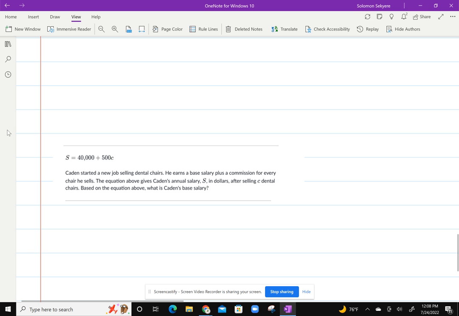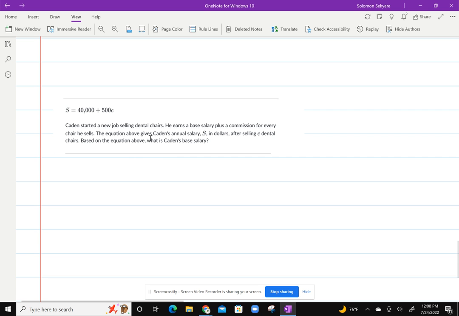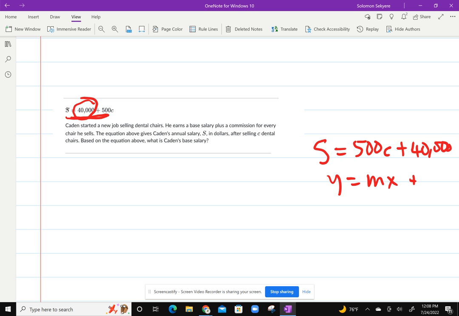And then one more, the last one. This is salary versus number of chairs sold. You look at the equation again and rearrange this as S equals 500C plus 40,000, like y equals mx plus b. The constant, the one without any variable, is your constant. The one with the variable becomes your independent variable.